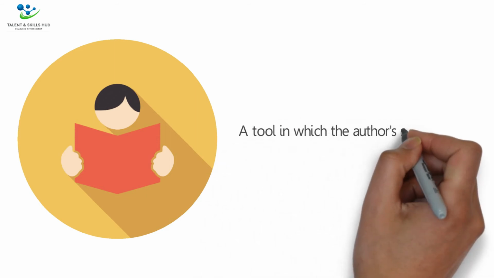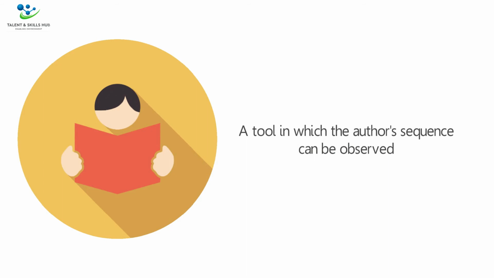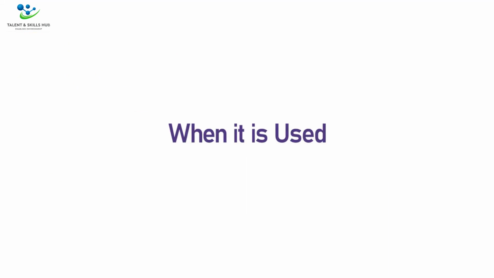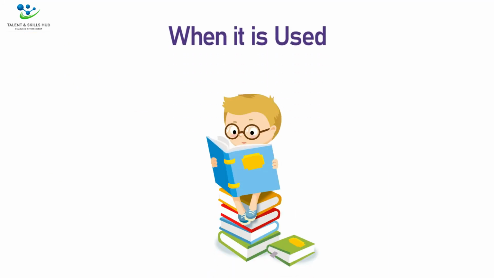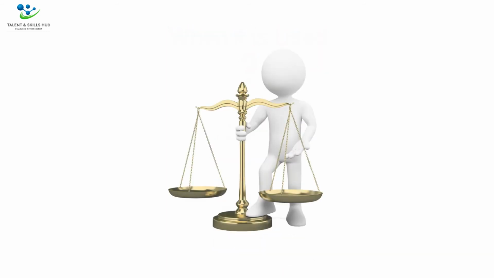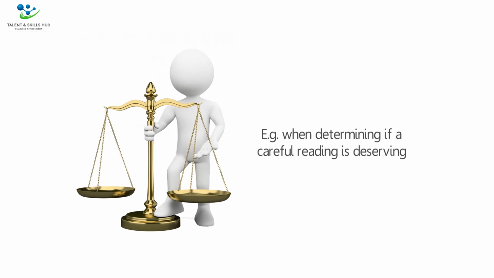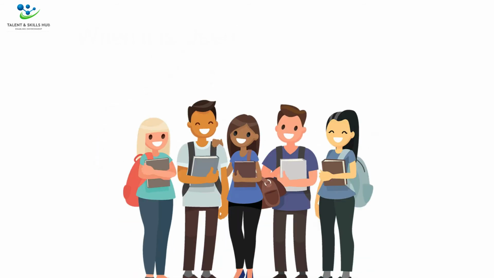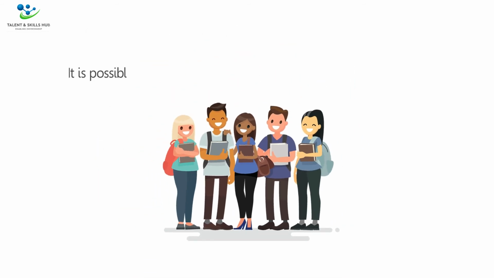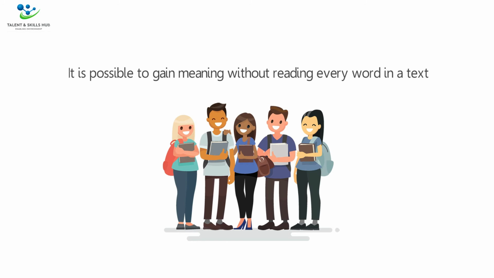Skimming is a tool in which the author's sequence can be observed, unlike scanning in which some predetermined information is sought after. Skimming is used when reading with some general question in mind. It is used in making decisions on how to approach a text, such as when determining if a careful reading is deserving. Skimming is used to build student confidence and an understanding that it is possible to gain meaning without reading every word in a text.